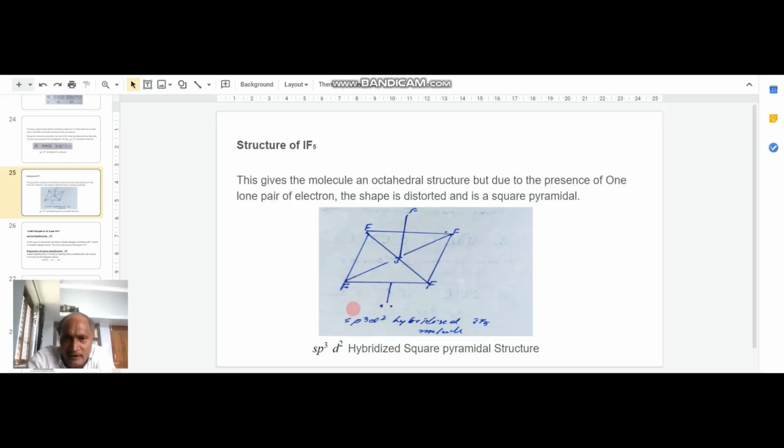The shape of the molecule is distorted. Instead of giving an octahedral structure, it gives a square pyramidal structure. The structure itself indicates a square pyramidal structure for the IF5 molecule involving sp3d2 hybridization. So this is the actual structure of the iodine pentafluoride molecule.